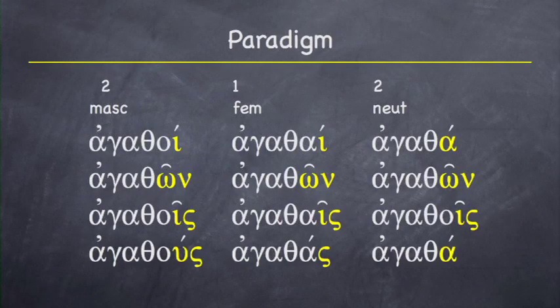And in the plural, it's agathoi, agathai, agatha, agathon, agathon, agathon, agathois, agathais, agathois, agathous, agathas, agatha. By the way, before we leave this screen, notice the 2-1-2. Okay, this means that agathos is a 2-1-2 adjective. It means there's three different forms for the three different genders. The masculine follows second declension, the feminine follows first declension, and the neuter follows second declension. That becomes especially important in just a little bit. Okay, that's it for the forms of an adjective.